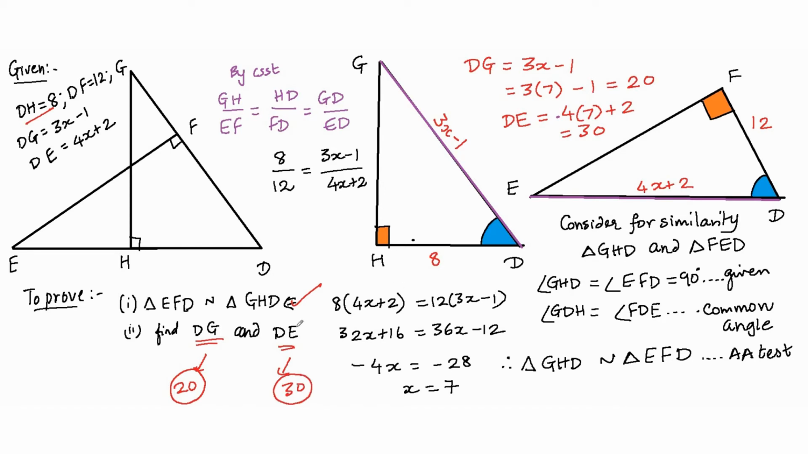So what we did here was, once we proved that the triangles are similar, we used the concept of CSST to frame the ratio of the sides, and then we substituted what we knew and what we wanted, and cross multiplying we got a linear equation, and we found the value for x. And once you have the value for x, then you can easily find DG and DE. Okay. So again, pausing for a minute before we continue with our next question.